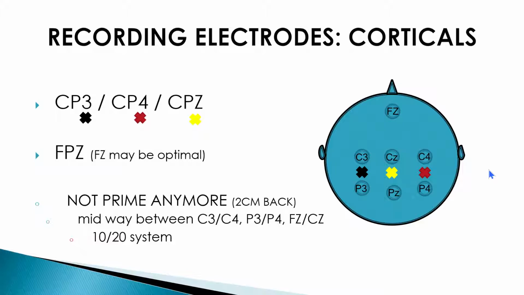However, prime was 2 centimeters back, and as the guideline says, we were finding that we weren't going far enough back to actually hit the sensory cortex or the post-central gyrus. So they have you measure C4 to P4, CZ to PZ, C3 to P3, and we place the electrode halfway between each one, which is why they're called CP3, CP4, and CPZ. P standing for the parietal lobe.